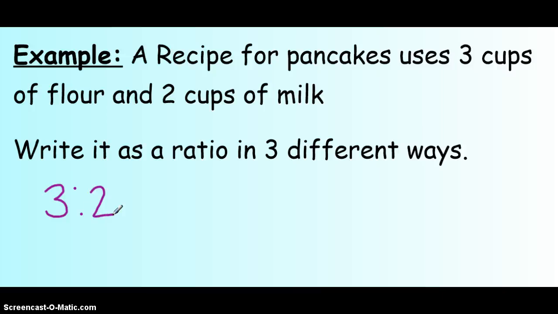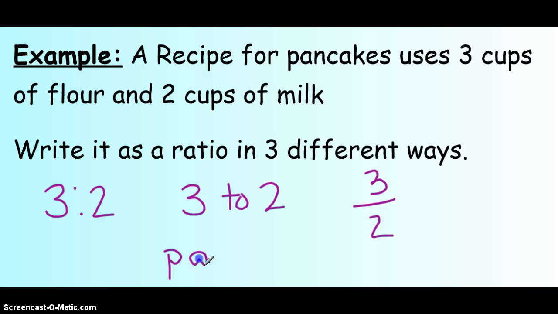The other way we can write this is by using the word "to." So 3 to 2. And last but not least, we can write it as a fraction, 3/2. So that is how we write ratios 3 different ways. And in this ratio, we are comparing part-to-part relationships.